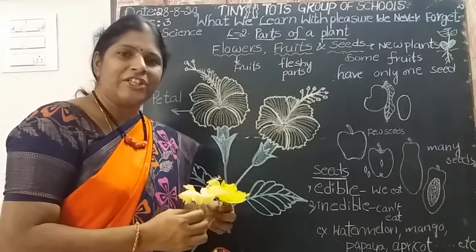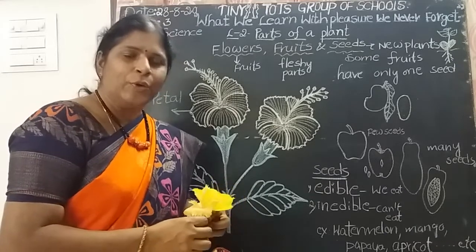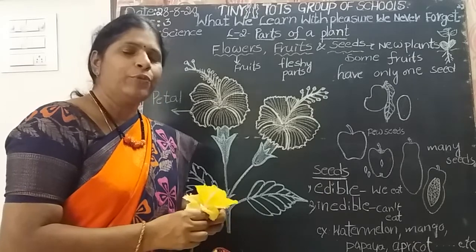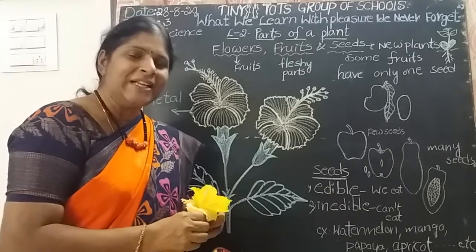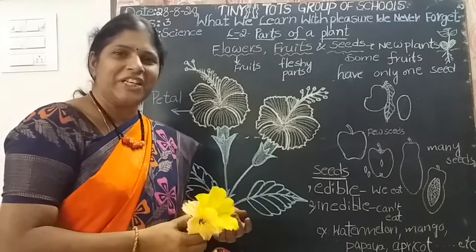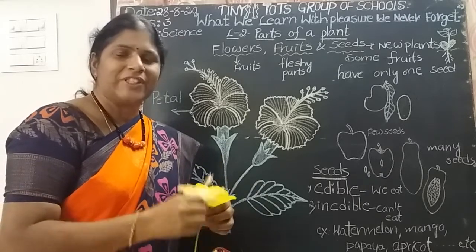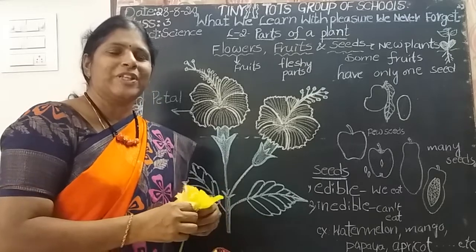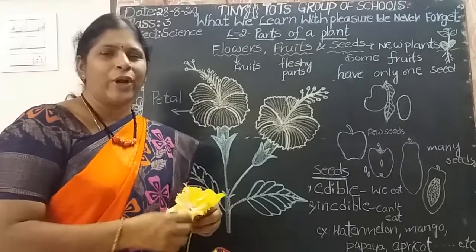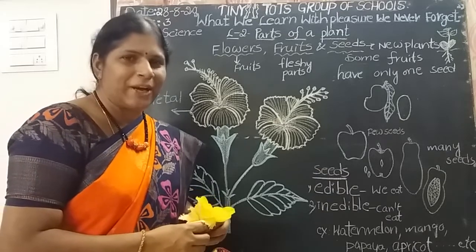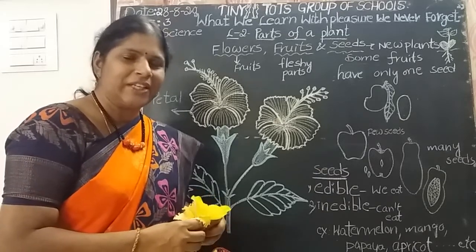Fruits are fleshy and juicy parts of the plant. We eat so many kinds of fruits every day. Inside fruits seeds are present. Some seeds are edible, some seeds are inedible. Some fruits have many seeds, some fruits have only one seed, some fruits have only few seeds, 4 or 5 seeds. So we get new plants from the seed only. Is it clear, Nana?